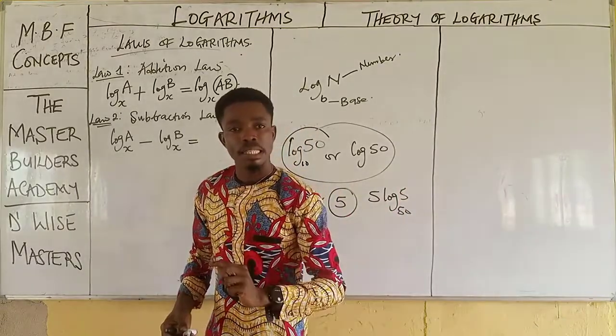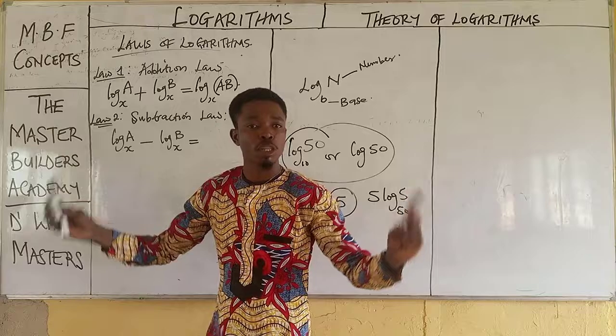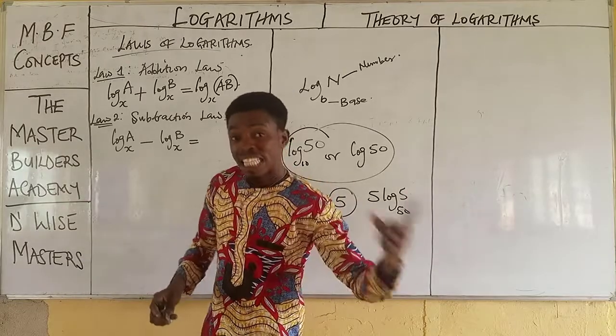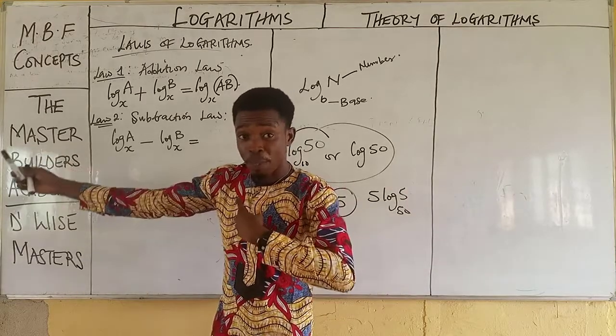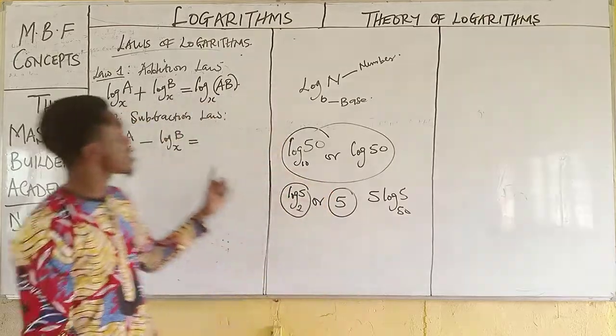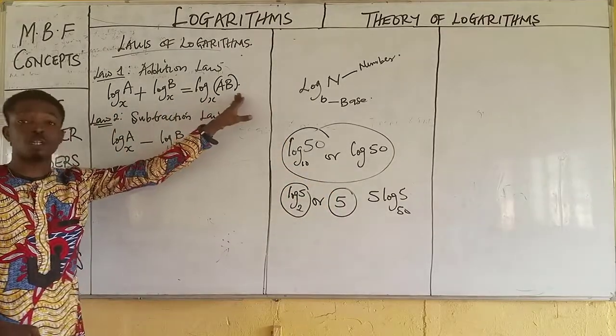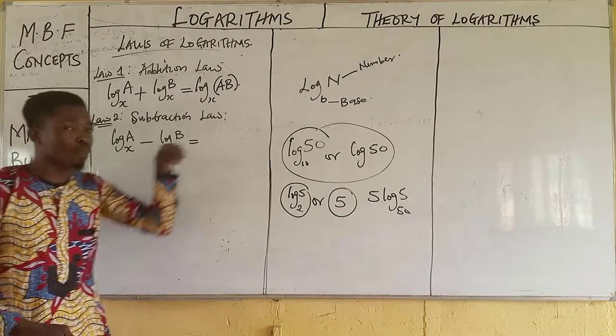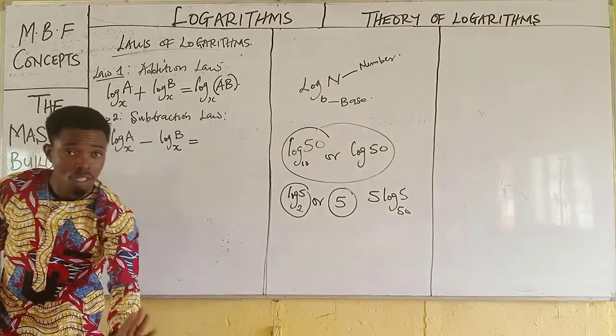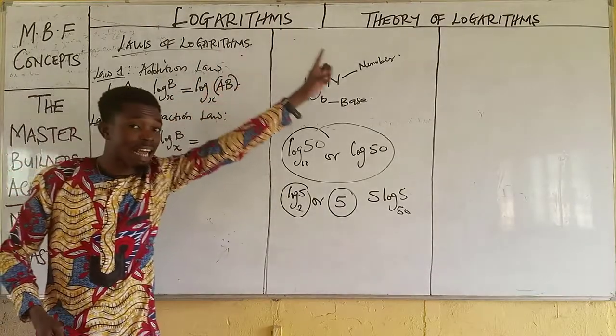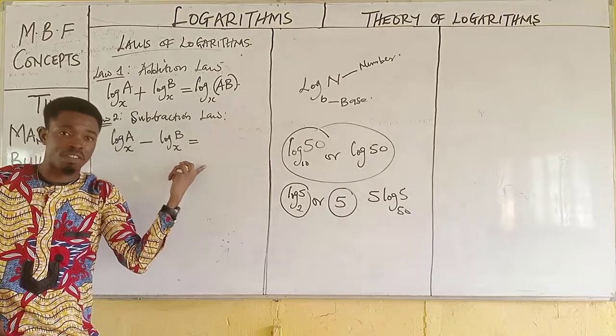Just like in indices, when you have two bases multiplying each other and the bases are equal, pick one of the bases, add up the powers. Is that correct? So in this case now, anytime you have addition, it becomes multiplication. Now that we have subtraction, it will turn to division. So what you have in indices is what is applicable to all of these that we have here.